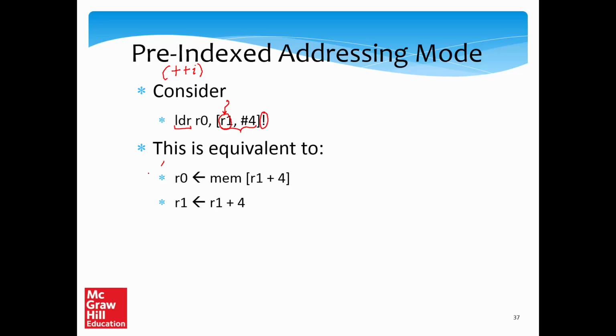If I were to write equivalent C pseudo code, this is what it would look like: we access the memory at the augmented location of R1, which is R1 plus 4, and then we also increment R1 to R1 plus 4. Now that we have seen the pre and post-indexed addressing modes, which are very similar to i++ and ++i in C, it's time to see how we can use them.